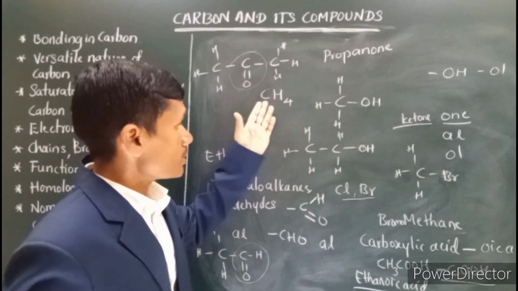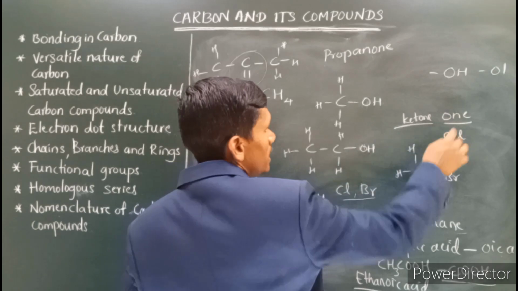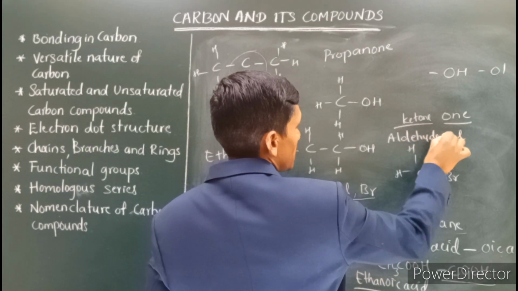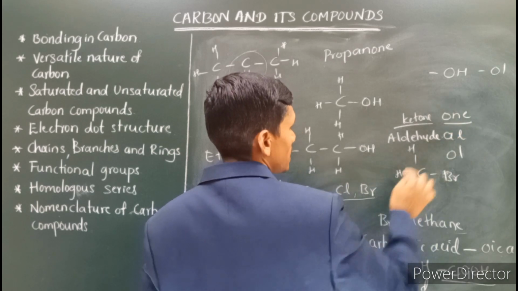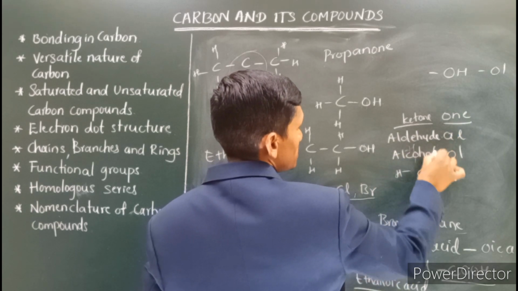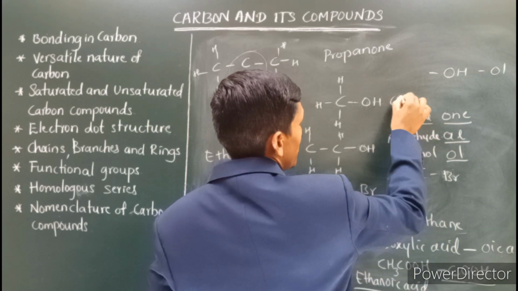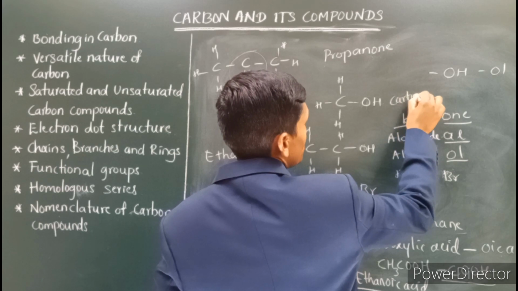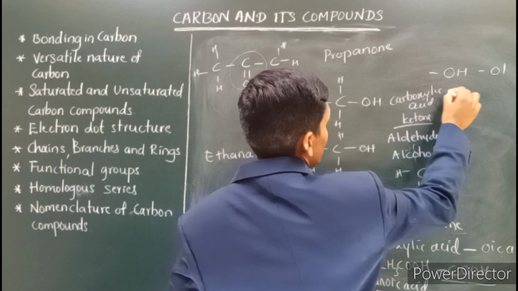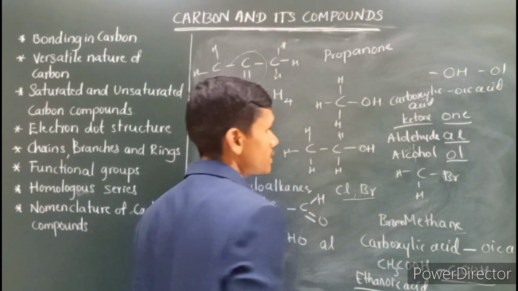And here propanone, ketone it is. If it is ketone, you need to write one. If it is aldehyde, you need to write al. If it is alcohol, then you need to write it as ol. These will be the suffixes. Carboxylic acid, oic acid. This suffix will be oic acid. Right? You need to remember all this.